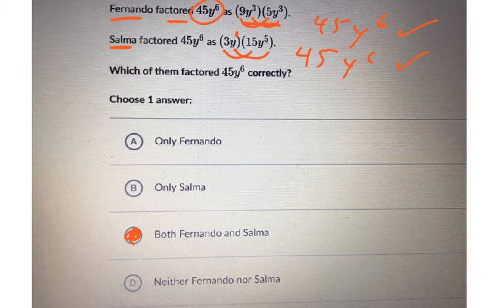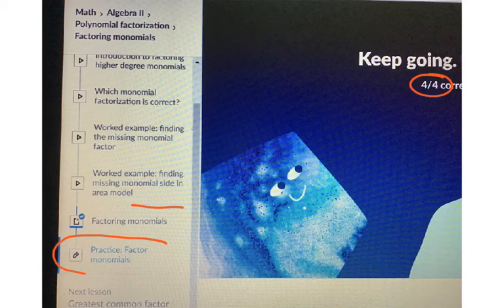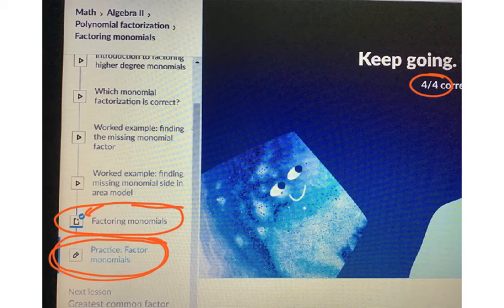Okay, so I actually went ahead and did one more, and I did get 4 out of 4 right, as you can see. Makes me feel good to know I'm smart, right? And what I did, of course, was this right down here, guys. I showed you the factoring monomial notes, and then, of course, I just walked you through most of that practice session right there. Okay?